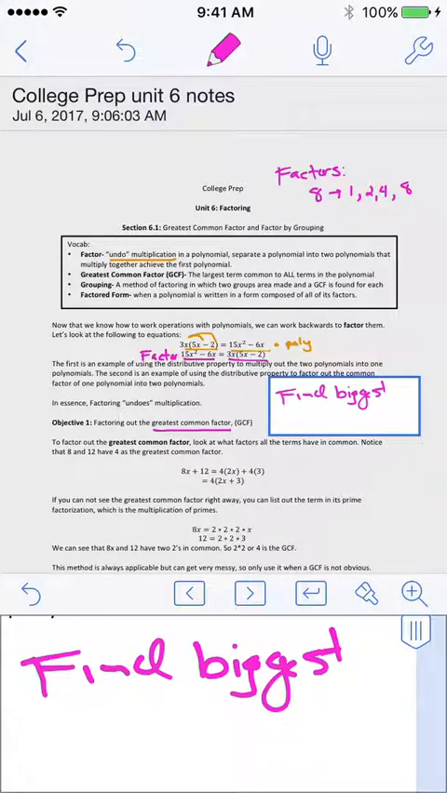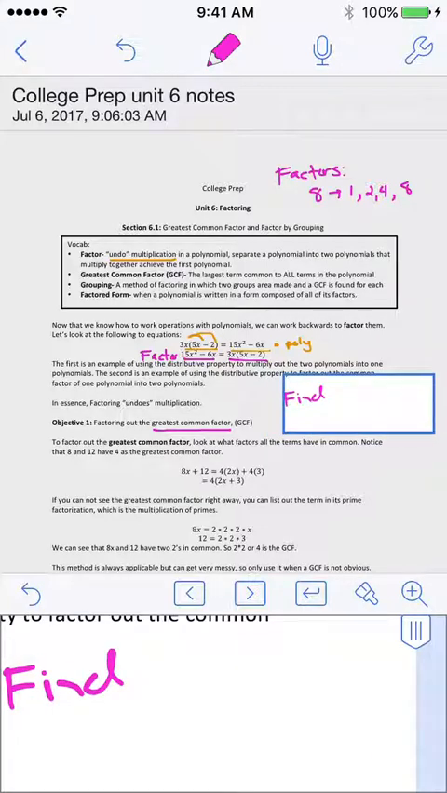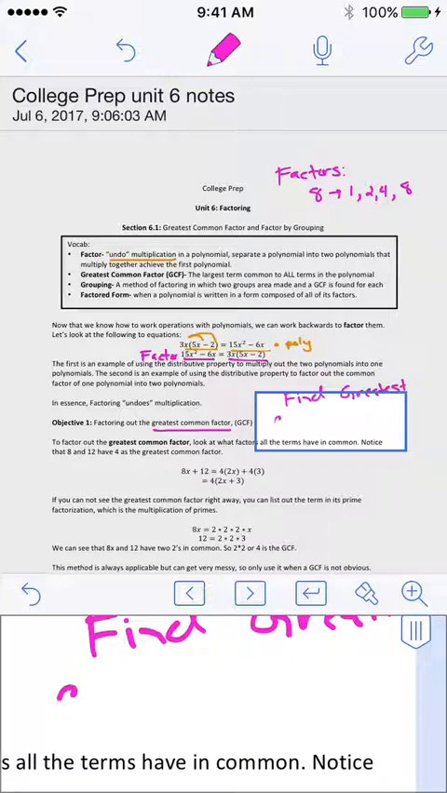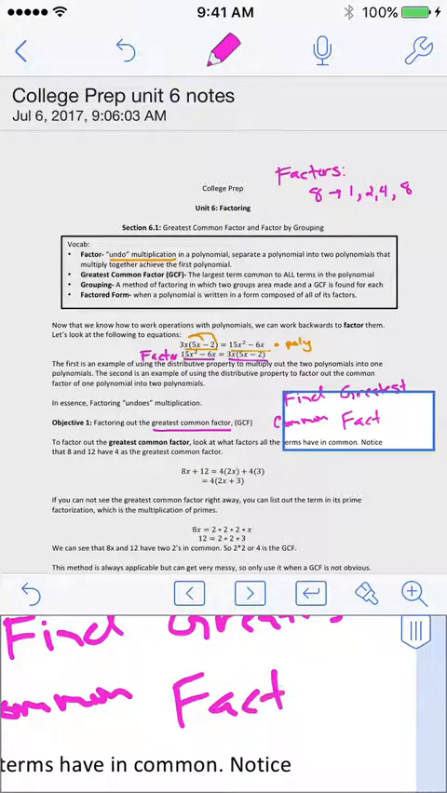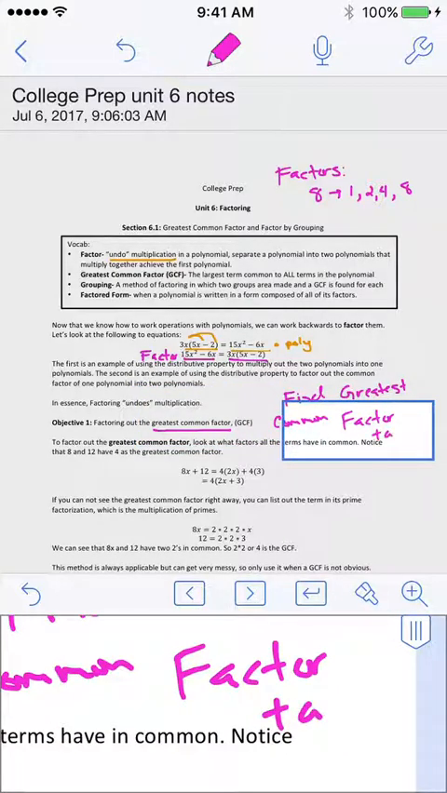So we're going to find the biggest, let's call it greatest because that's what it is. So find the largest or the greatest thing they have in common. So common factor, and their factors are the things that they can be multiplied by. So really, once again, this name is not trying to trick you. It's trying to show you exactly what it is. The GCF is the largest thing they have in common, the greatest common factor. Once you find it, we're going to take it out.